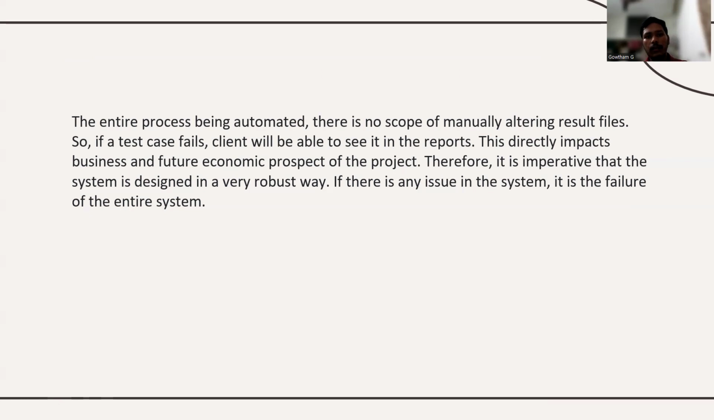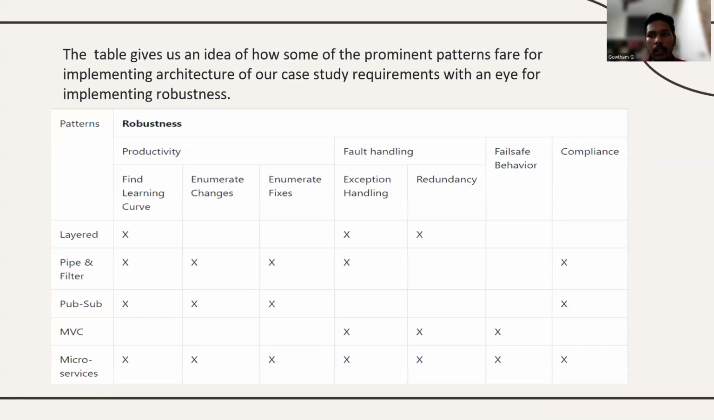So till now, we have seen the frameworks and how the framework works. Now we can incorporate this framework with the different architectural patterns we have, and see how robustness is incorporated with those architectural patterns. The table below gives us an idea of how some prominent patterns implement the architecture for our case study requirements, with an eye to implementing robustness.